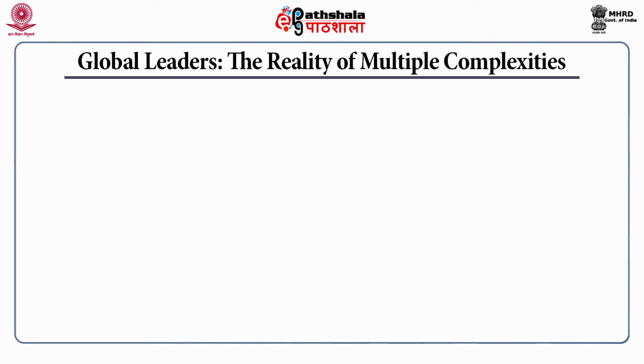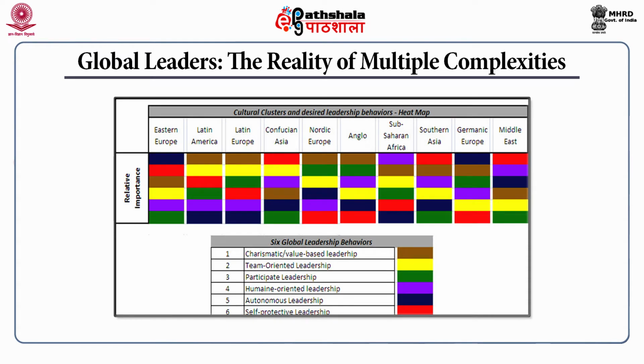Now the global leaders, the reality of multiple complexities. As you can see in this slide, there are 6 global leadership behaviors, and we have assigned different colors to all the leadership behaviors. First is charismatic or value-based leadership. We have assigned a brown color for the same. For the team-oriented leadership, yellow color. Green color has been assigned to participative leadership style. Purple color has been assigned to humane-oriented leadership. Blue color has been assigned to autonomous leadership. And red has been assigned to self-protective leadership.